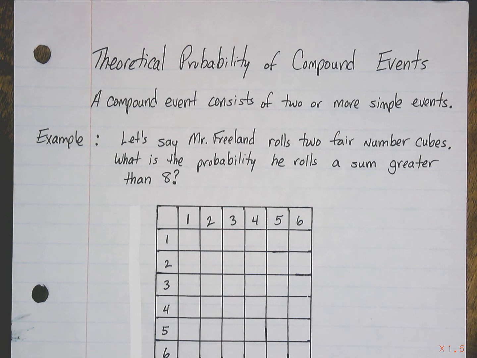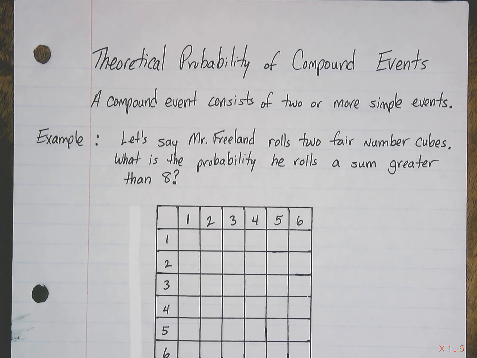Hey guys, this is a video for 7th grade regarding theoretical probability of compound events. A compound event consists of two or more simple events combined in one event, right? So you basically got one event after another event after another event.